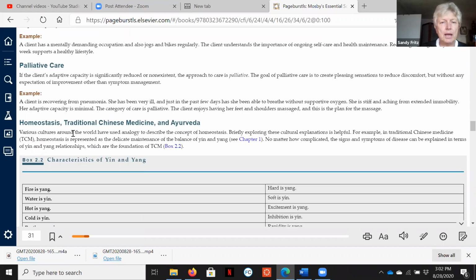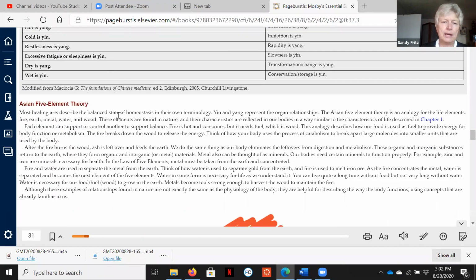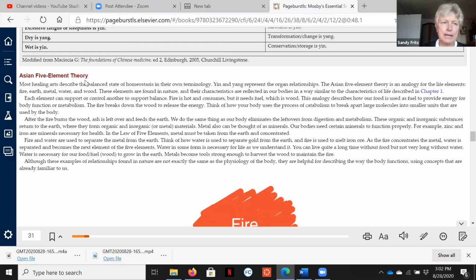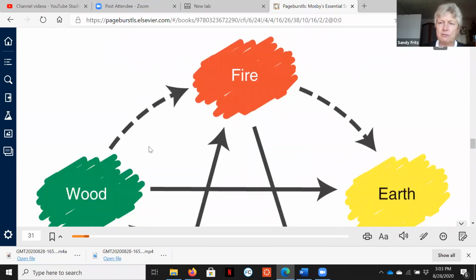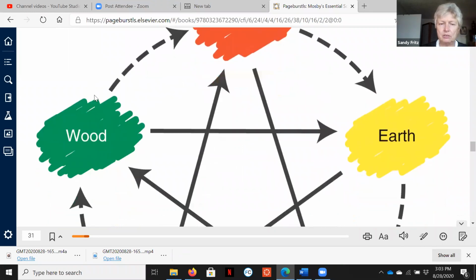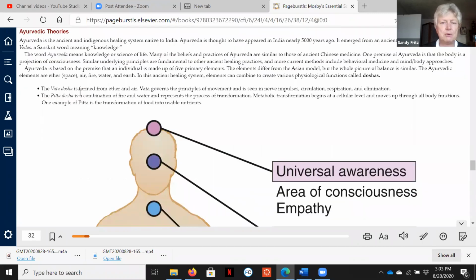We also want to take a look at the ideas of homeostasis in other cultural traditions. And so there's some overview to that. And we talk a little bit about the Asian five element theory, using metaphor and the external world to describe and understand our internal functionings. And same with Ayurveda, and how the language is describing some physiological mechanisms. It may appear different to us because we don't necessarily speak that language.